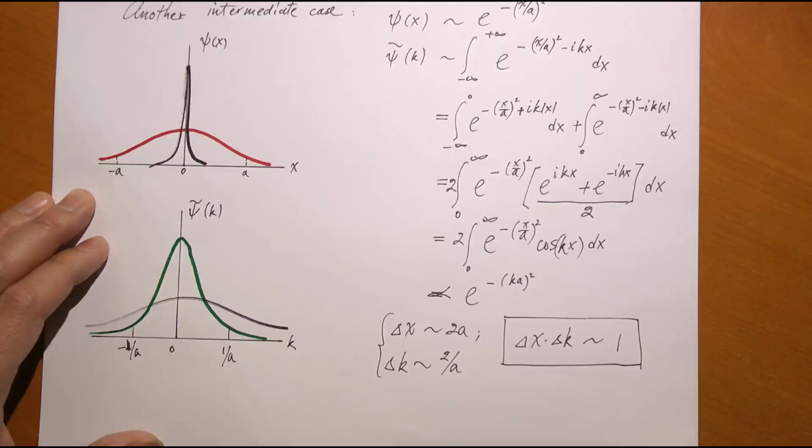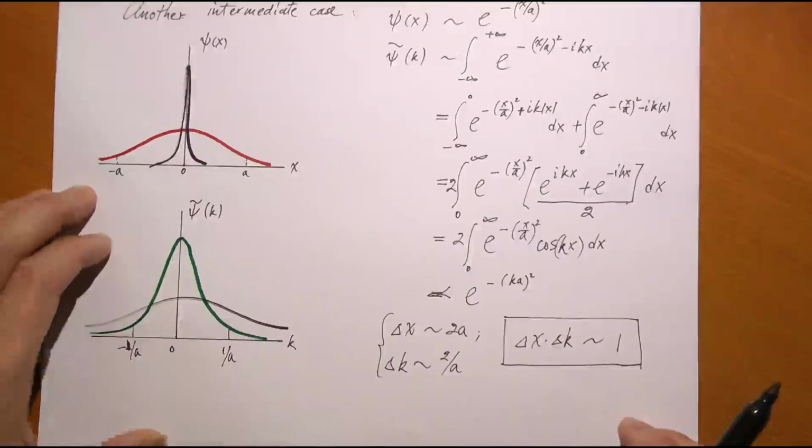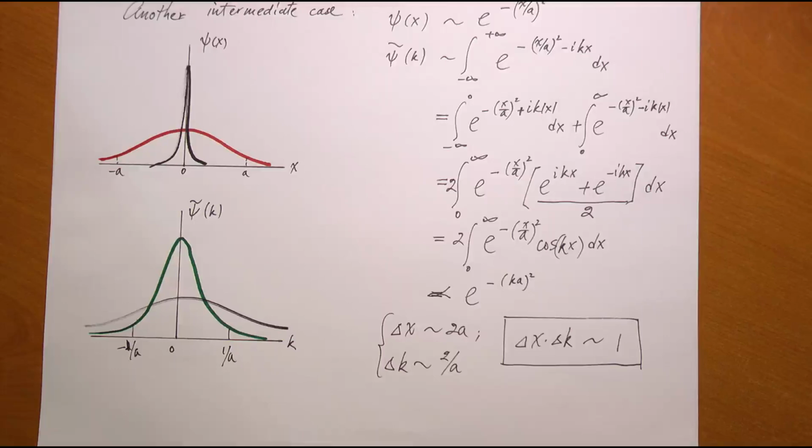Okay, so we have seen 4 examples, 2 extreme cases plus 2 intermediate cases. They all lead to the same conclusion, and that is you can use Fourier components or Fourier spectrum to construct simple harmonic waves in order to form the actual wave in real space or x space. But the more concentrated the wave is in x space, the more delocalized the wave components are in k space, and vice versa.